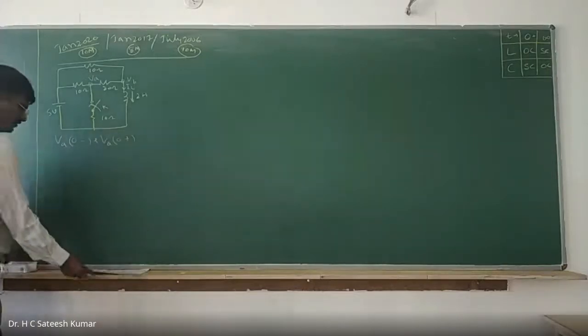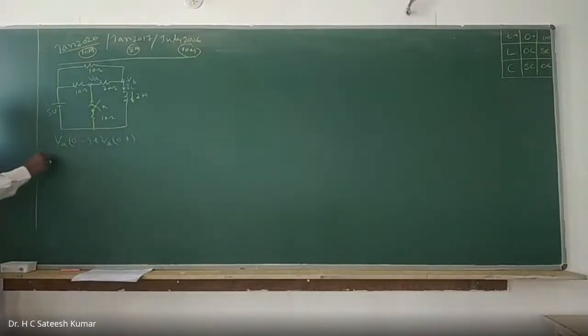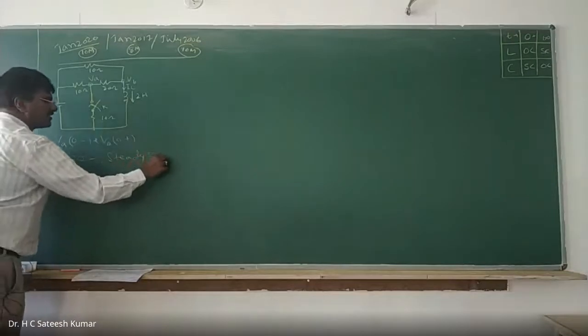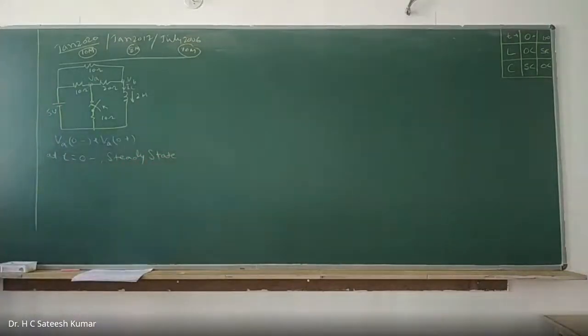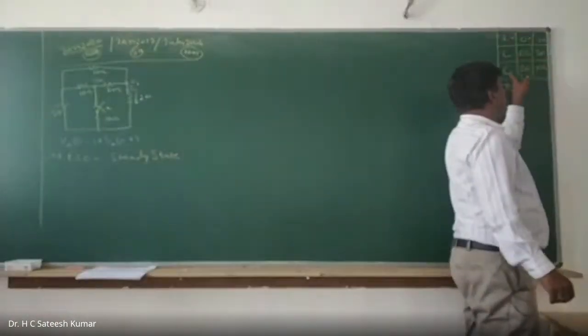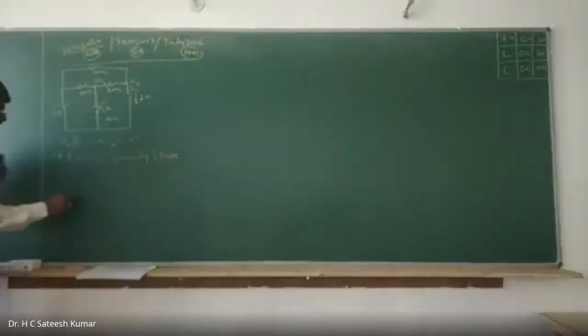Now, what is it that we should have? At t is equal to 0 minus, steady state has been reached, he said. So therefore, at t is equal to 0 minus, what will happen? Steady state reached, he said. Therefore, apply the steady state condition, that is t is equal to infinity. That is, inductance is short circuited, capacitance is open circuited. Go for that. Rewrite the circuit diagram by applying the condition as well as the switch position.